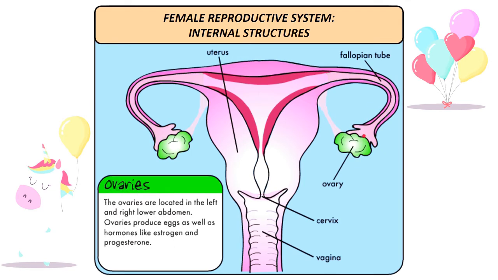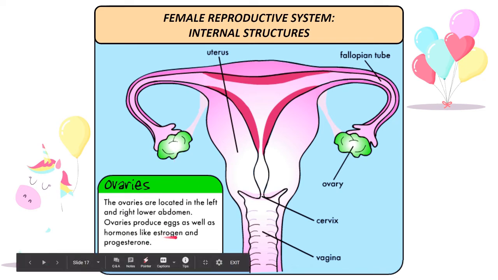And then ovaries, these are the primary sex characteristics for females. You will be categorized as a female if you have ovaries. These are the site of egg cell production. The ovaries are where the egg cells are produced. And if you still remember in the endocrine system, the ovaries are also endocrine glands. They produce the female hormones estrogen and progesterone.